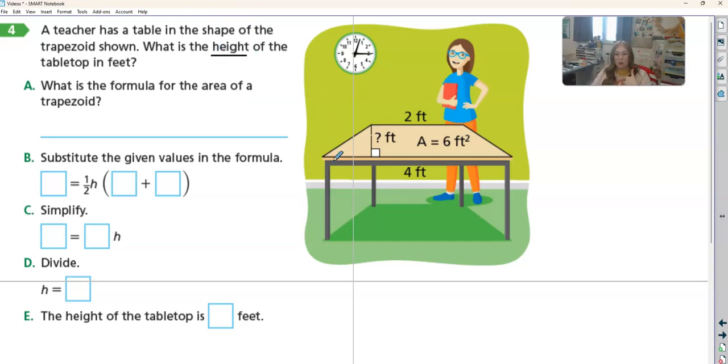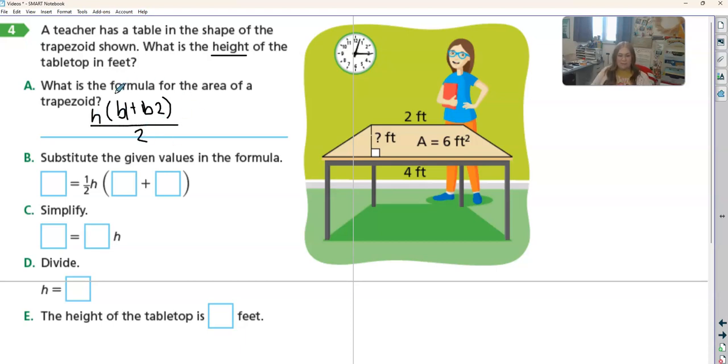So this time we're working backwards. We're going to start with our formula. We're not going to worry so much about these boxes, but I do want to see your work somewhere on this page. So we know we're going to add our bases, base 1, whoops, I forgot my 1, plus base 2. We have to do that first, times that by the height, and then cut it in half.